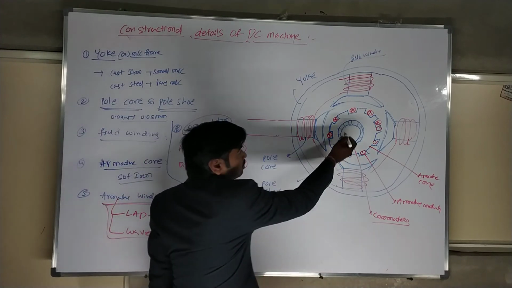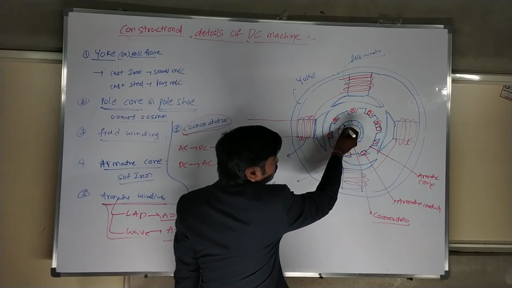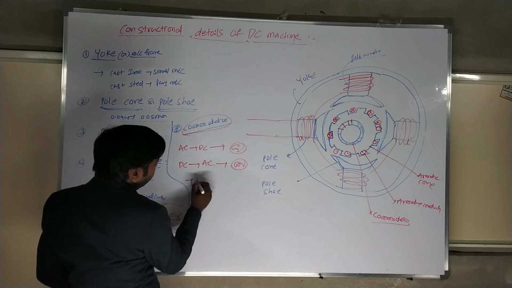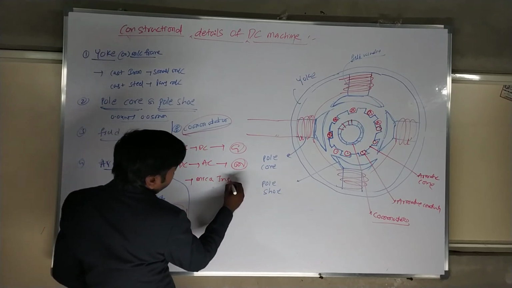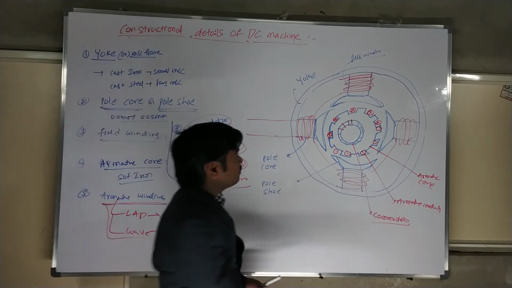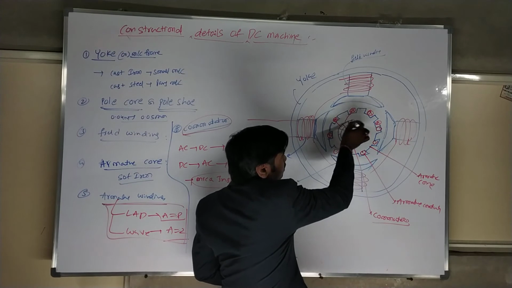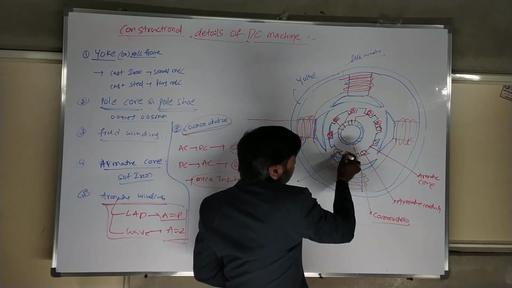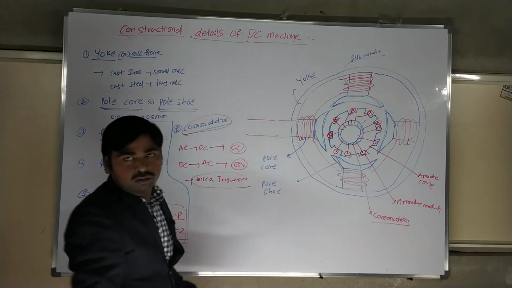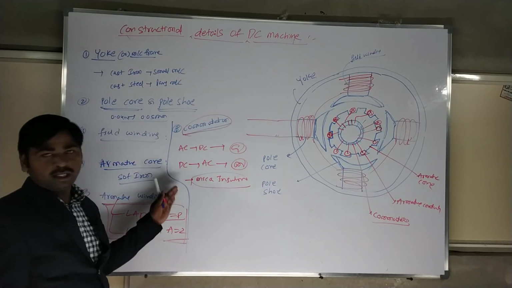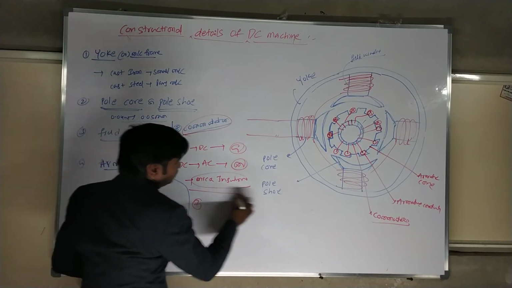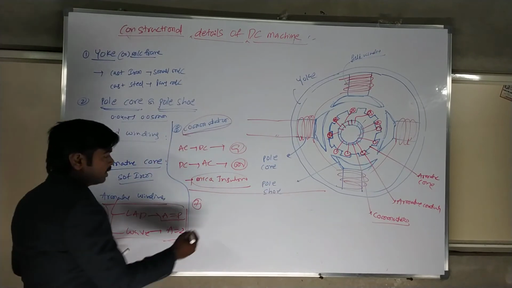These are all commutator segments. Each segment should be insulated with mica insulation. Each commutator segment uses mica insulation, so separate one-to-one insulation takes place. One segment, one conductor should be joined. For example, I am writing, one segment, one conductor connecting over here. Like this, all conductors should connect to the commutator. That commutator will convert AC to DC. This is our commutator.